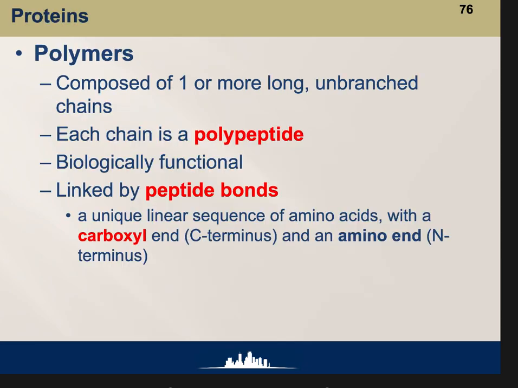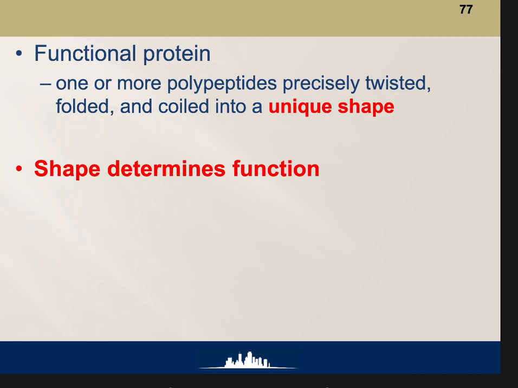Proteins can form polymers of one or more long unbranched chains, and each chain is a polypeptide. They are biologically functional, so they have function. Shape determines function. They are linked by peptide bonds. So each functional protein has a unique shape, and again, shape determines function.